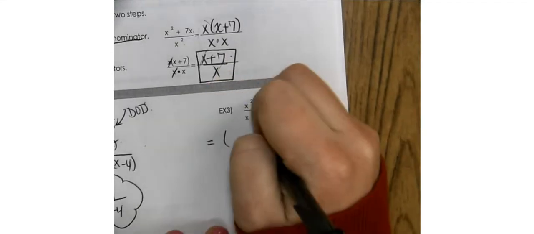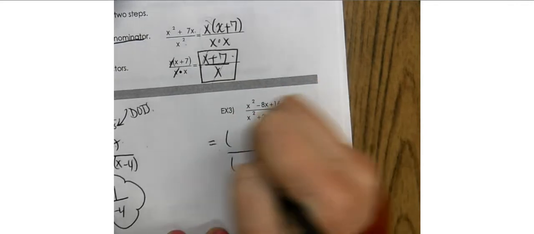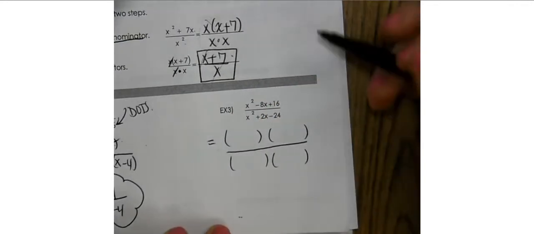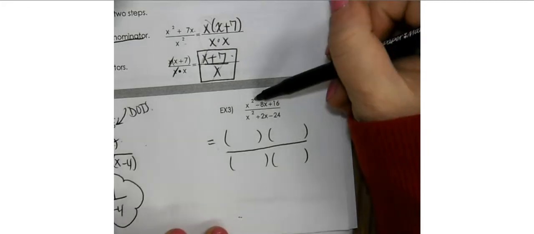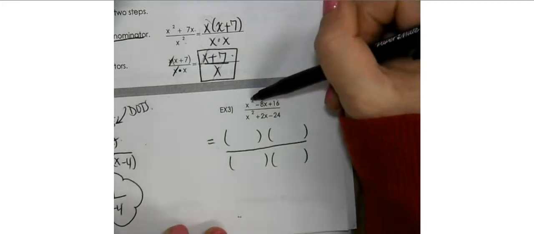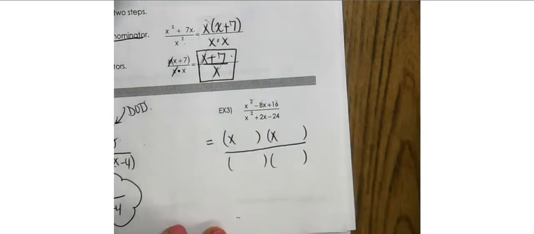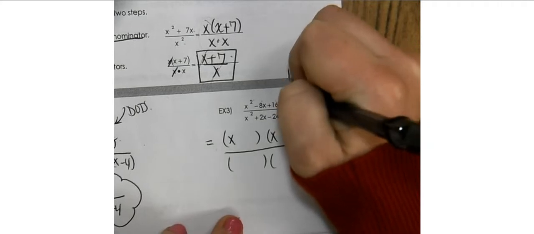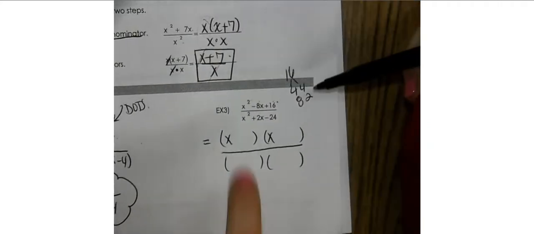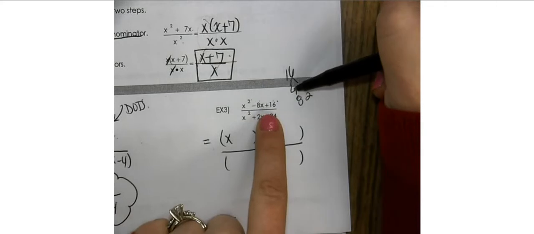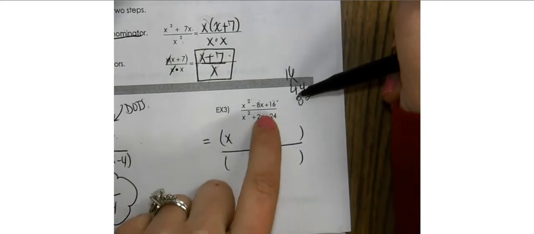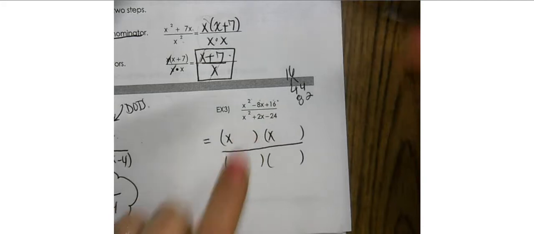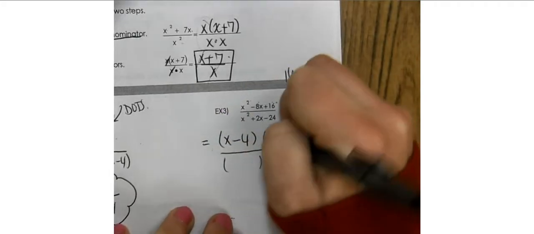For number 3, we have to factor both the numerator and the denominator into 2 parentheses. So I'm going to factor each quadratic individually. So I have x squared minus 8x plus 16. I'm going to split apart the x squared into an x and an x. And whenever I think of 16, I always think of 4 and 4, and then I think of 8 and 2. So 4 and 4, can I get a negative 8 from 4 and 4? Why, yes, I can. Negative 4 plus negative 4 equals negative 8. So I have an x minus 4 and an x minus 4.